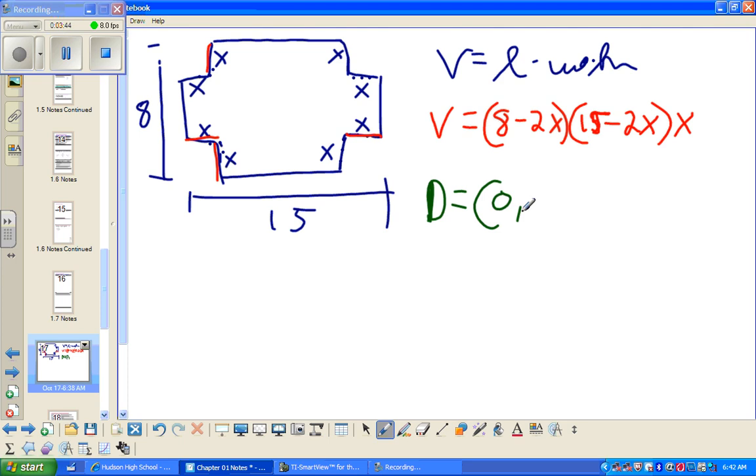If you look at the shorter side, it's 8. I'm cutting away from both sides, so what's the most that I could cut out of this side of the box? Eventually, I would hope you'd realize, if you cut 4 from each side, you'd cut the entire flap off, and then you wouldn't be able to fold up any sides. So you've got to cut off less than 4. That would be the domain on this function.